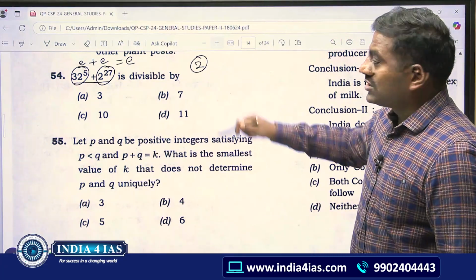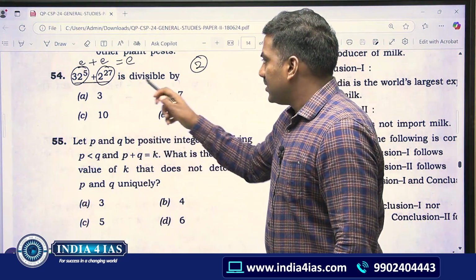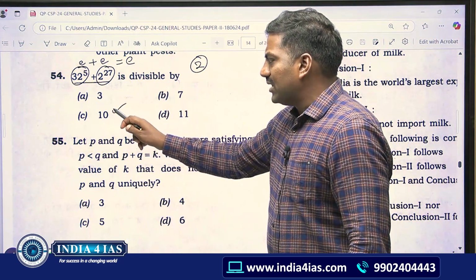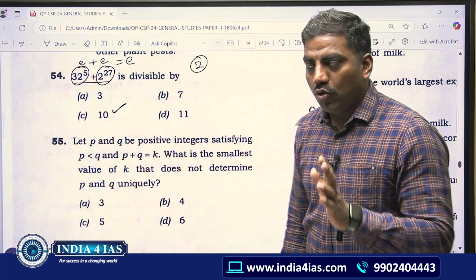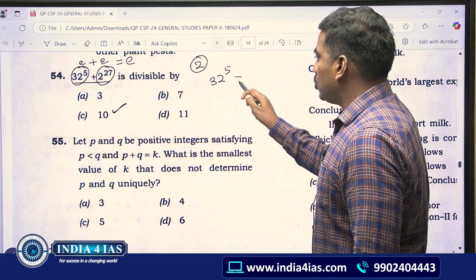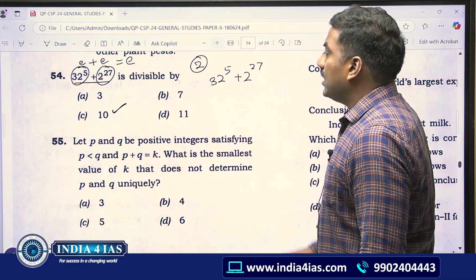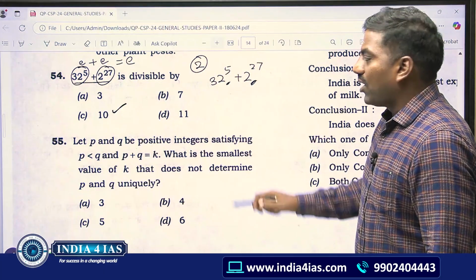But that is not sufficient here because the options are 3, 7, 10, 11. Since it is divisible by 2, I can check with this, but let me not guess like that. We should not guess in the examination. We have to go by a proper method. Here, 32 to the power of 5 plus 2 to the power of 27. How can I solve it? See, here 2 is the base number. 32 is a power of 2.